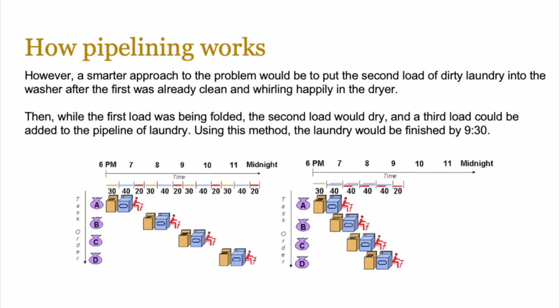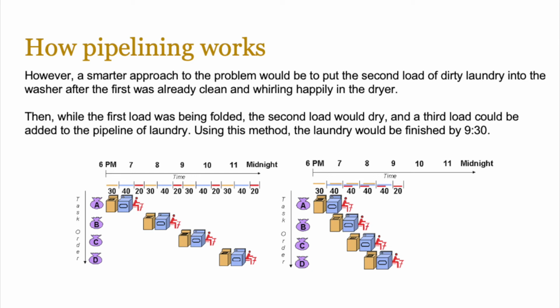So on the left-hand side, you see the original diagram, and on the right-hand, you see this modified diagram. So you can see what's happening is that when A is in its drying mode, we put B into the washer. And when B is in the drying mode, we put C into the washer. So basically, we've now suddenly become more efficient, and instead of finishing by 12, we finish by 9:30.